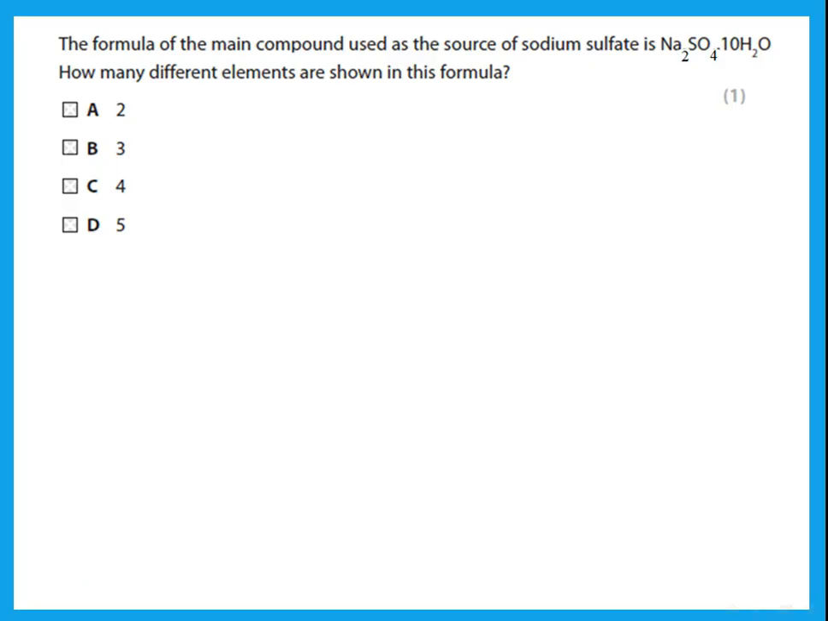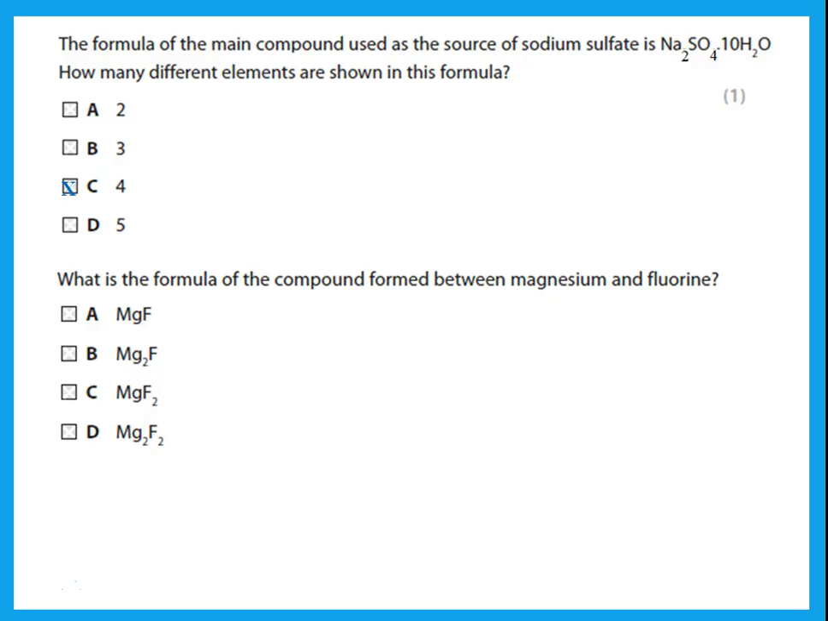The formula of the main compound used as the source of sodium sulfate is sodium sulfate 10 water. How many different elements are shown in this formula? Elements means how many different symbols do you have. So you have Na, you should know that Na is the symbol for sodium, so that's one element. S is the symbol for sulfur. O is the symbol for oxygen. H is the symbol for hydrogen. So actually you have how many different elements? You have 4 different elements.